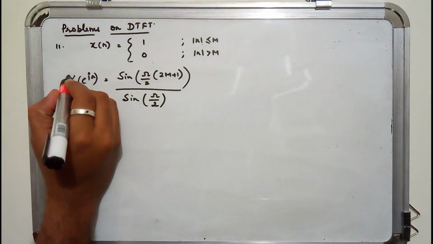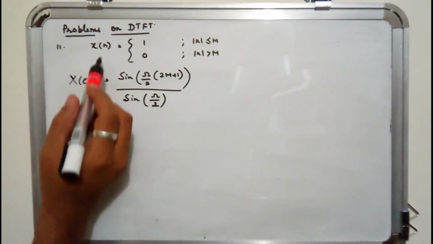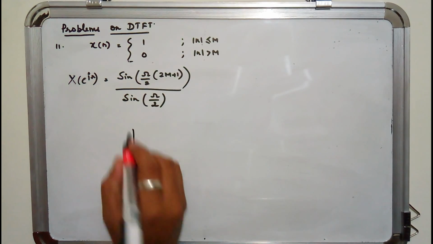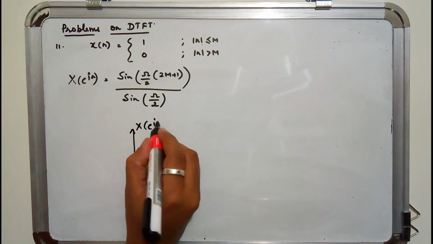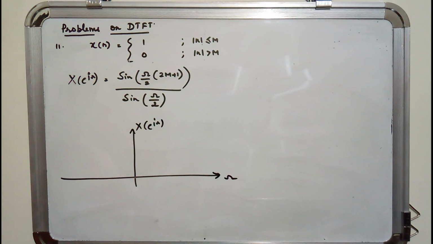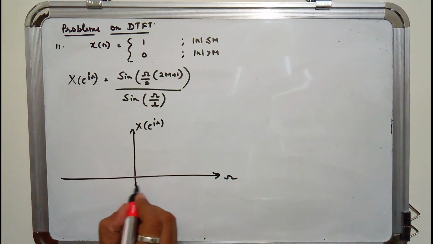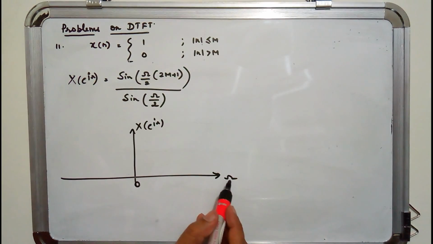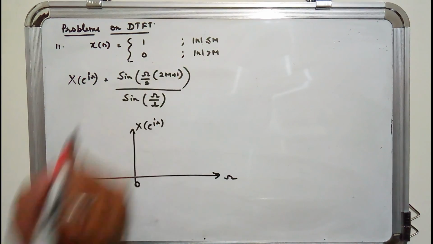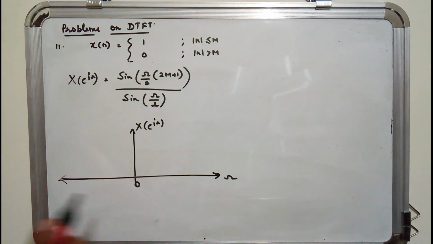So this is the DTFT of the rectangular signal, which extends from minus M to plus M. Now in order to plot X of e power j omega with respect to omega, see, at omega equal to 0, on the omega axis, I get sin 0 divided by sin 0. So this will be undefined.